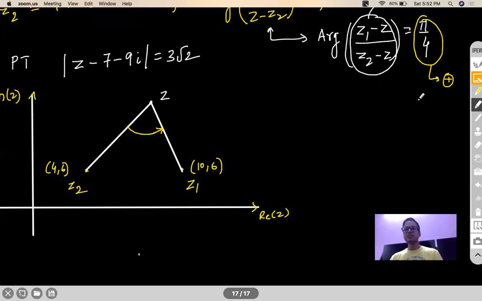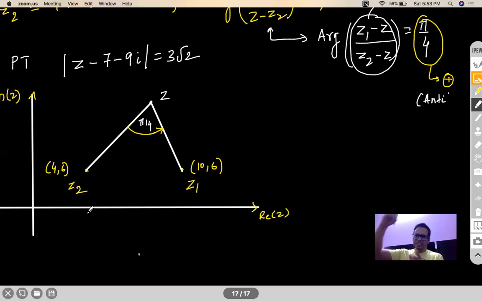Since it is positive, it means anti-clockwise. So I should get an anti-clockwise angle when I choose the arrowhead on the Z1, Z connect, and the tail should be on the Z, Z2 connect. Thankfully, everything is as per the given diagram. Else I would have had to draw it down. Got the point? And this angle is pi by 4 as per the question.